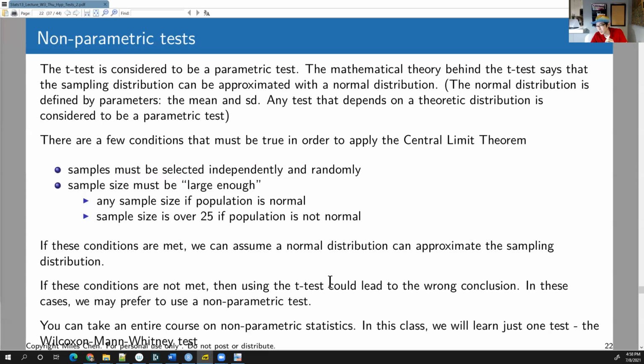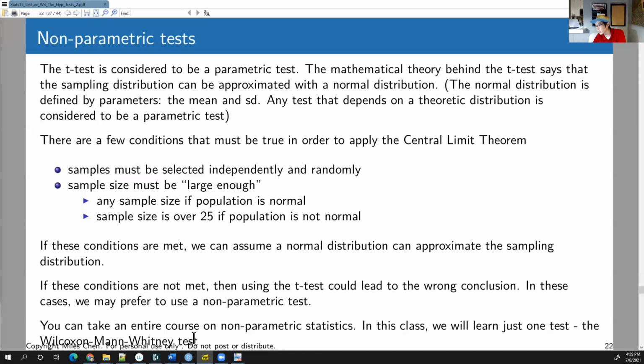Non-parametric tests don't use the normal distribution or these parametric distributions. And you can take an entire course on non-parametric statistics. There's kind of a whole subfield of statistics that works on non-parametric statistics, making minimal assumptions about sampling distributions and things like that. As far as our class goes, I think we'll learn just one test. Maybe I'll do another one next week. I'm not sure. I'm still kind of debating the content regarding non-parametric statistics.